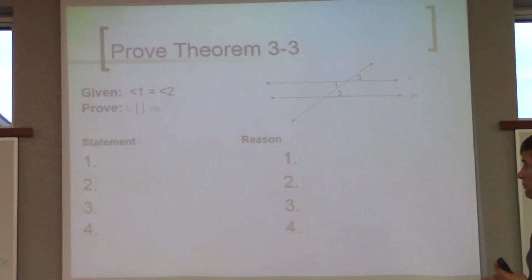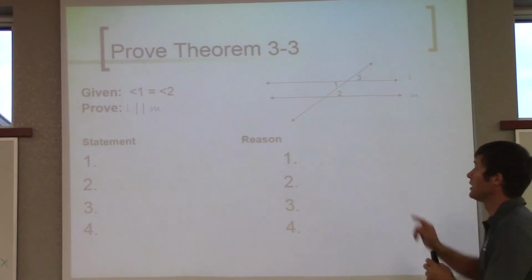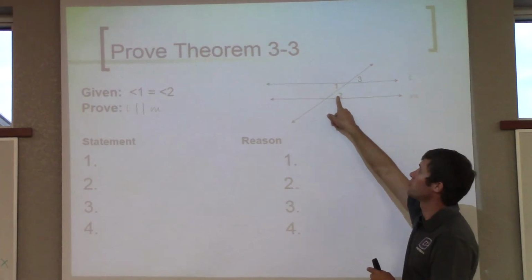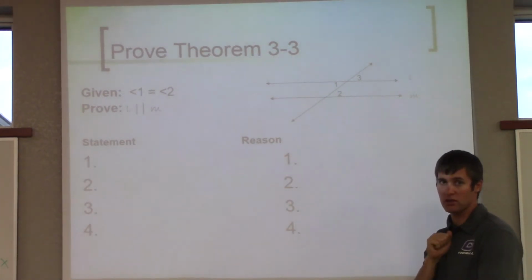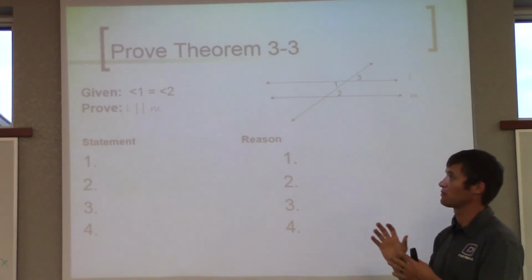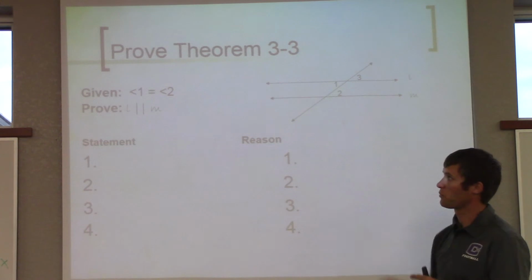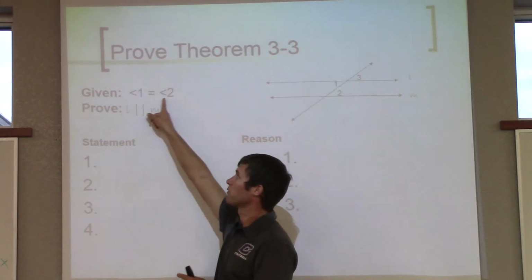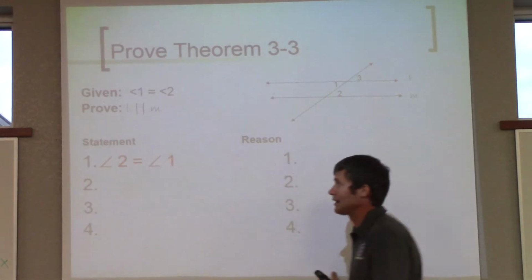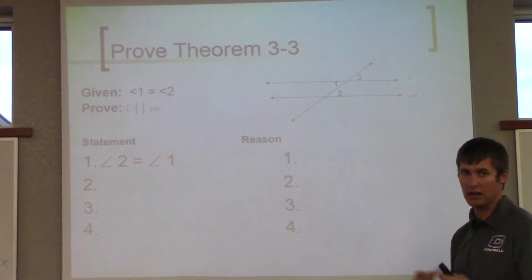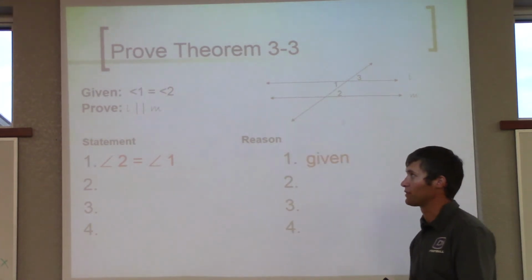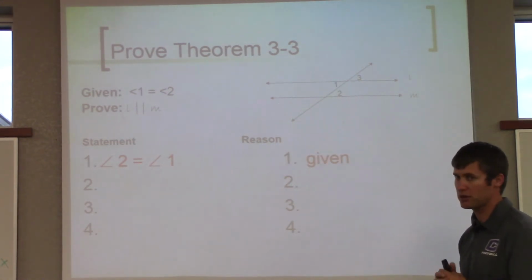So we want to go ahead and prove, how can we prove that these lines are parallel? Well, let's start out with what's given. Always start out with our given statement. So we know angle 2 is equal to angle 1. How do we know that? It's given to us.